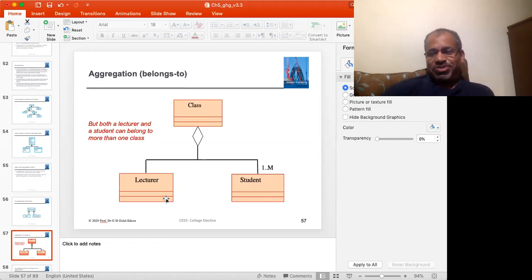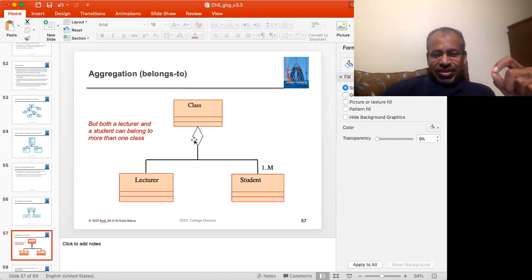It's not like monogamous there. Same thing for a student. A student can participate in more than one class. So the aggregation is just putting things that belong together. So here we say both a lecturer and a student can belong to more than one class. Sometimes you don't have that. You have to make an exclusive relationship. Let's look at how we model that.